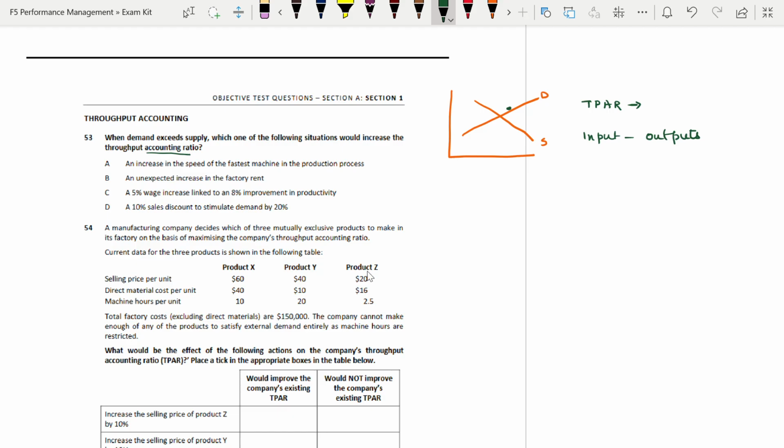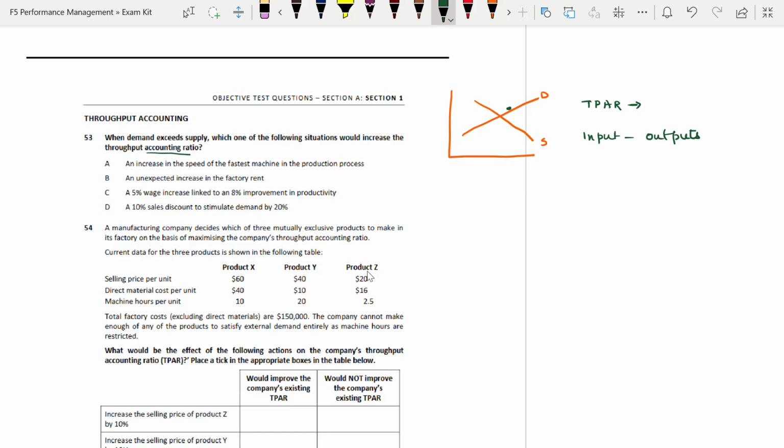What is happening here? Demand is more, supply is less. If demand is more and supply is less, an increase in the speed of the fastest machine in the production process. See what's happening, demand is more, supply is less. When the supply is less, what happens? Your production is not going fast, your production is going slow. Understand my point?